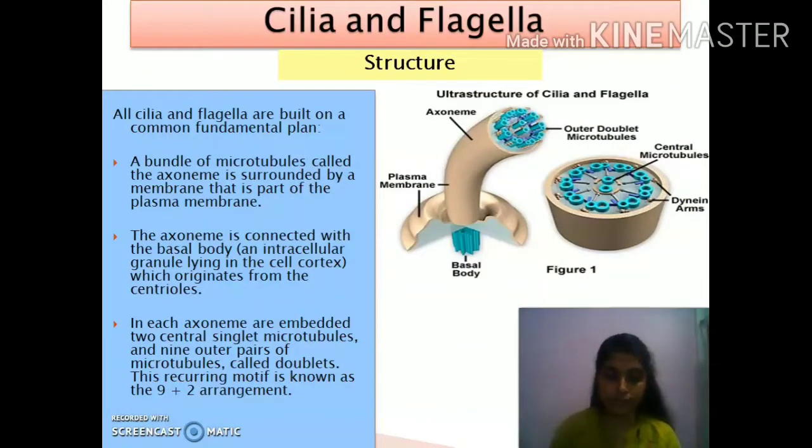Here we will discuss the basic structure, or the structural plan, of cilia and flagella. You can see that one diagram is given. Some points are given. I will read out the points, explain them, and try to match them with the diagram, so please pay your complete attention. At the very first point it's given that a bundle of microtubules called the axoneme is surrounded by a membrane that is a part of the plasma membrane.